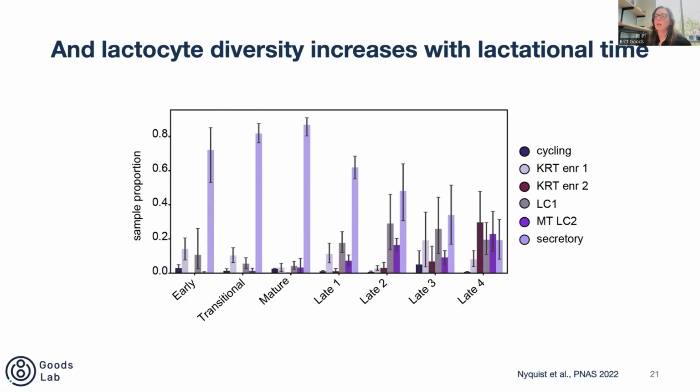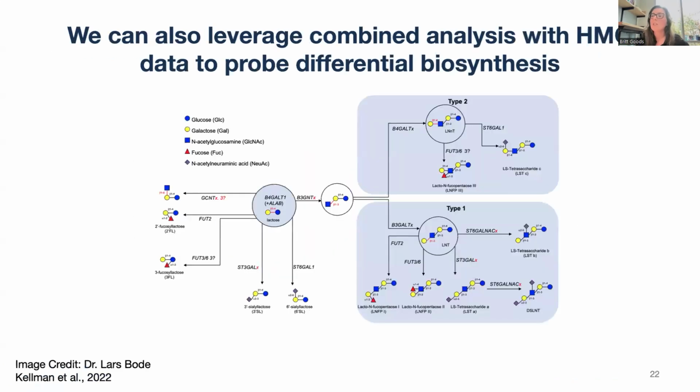So I hope I've convinced you that we can use single cell RNA-seq to really understand the diversity of epithelial cells and lactocytes in human breast milk and the lactating mammary gland. And one of the other things I wanted to highlight is that we can also leverage that data type with orthogonal data that can be collected on human breast milk to learn interesting things about what these cells might be doing. And so that's what we wanted to do with the next study that I'm going to tell you about.